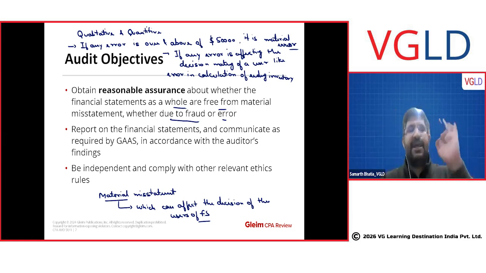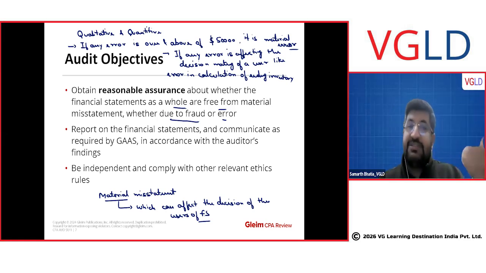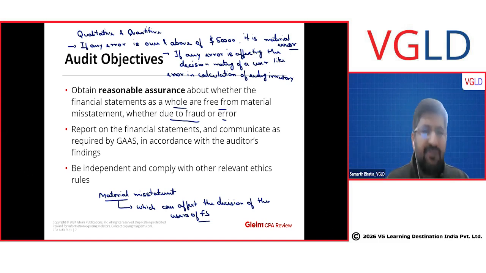So even if there is an error of, let me say, $10,000, it is still a material error, because when the ending inventory is wrong, it will not affect just the income statement of the company. It will affect the retained earnings balance. It will affect the balance sheet of the company, a lot of things. So it is a material misstatement.